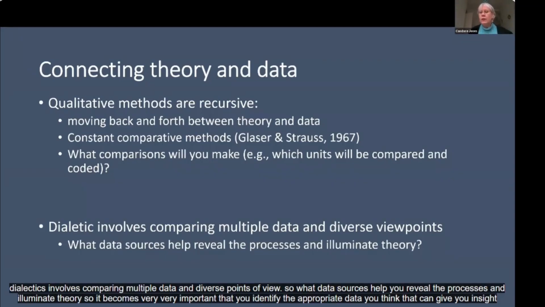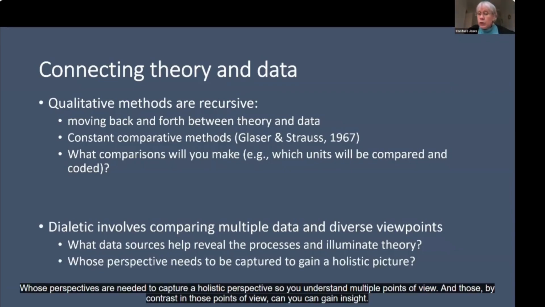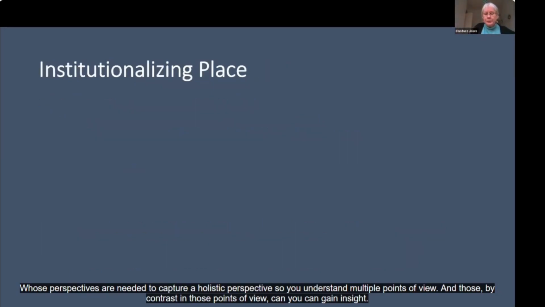It becomes very, very important that you identify the appropriate data you think can give you insight, and being very clear about that. Whose perspectives are needed to capture a holistic perspective, so you understand multiple points of view, and by contrasting those points of view, you can gain insight?